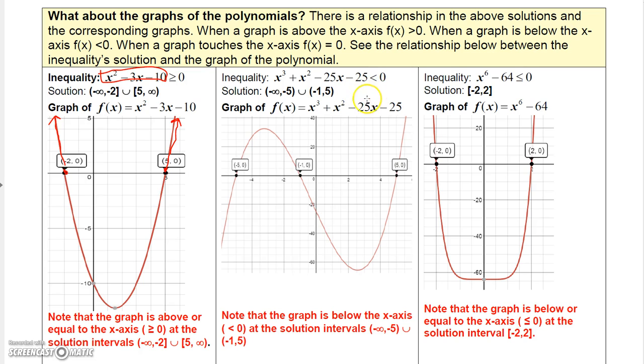And also this other one, you can look at it and see that we wanted to know when it was less than 0. Well, you can see it's less than 0 from here to here, and that would be as x goes from negative 1 to positive 5.